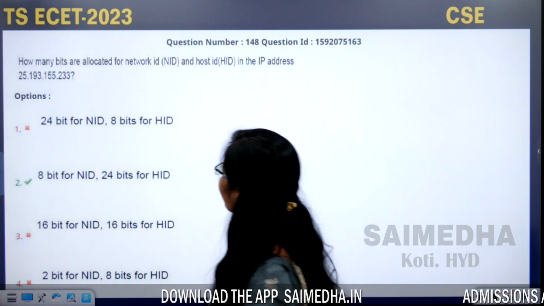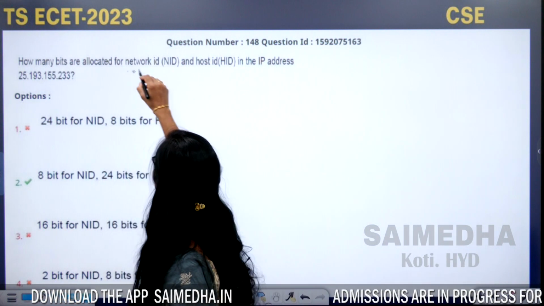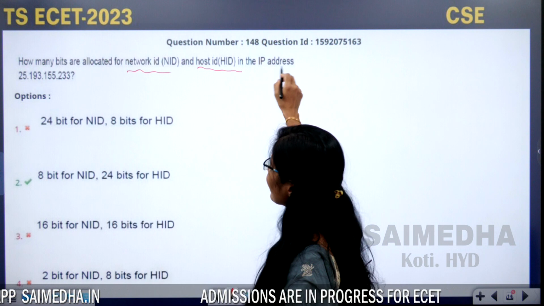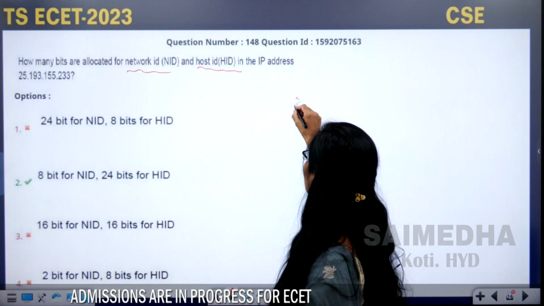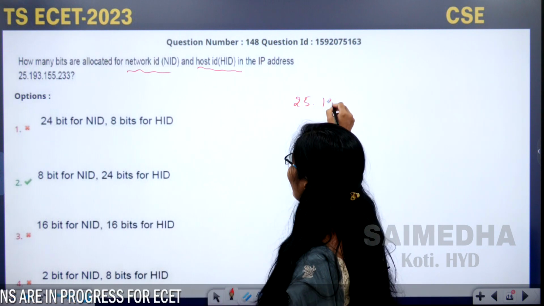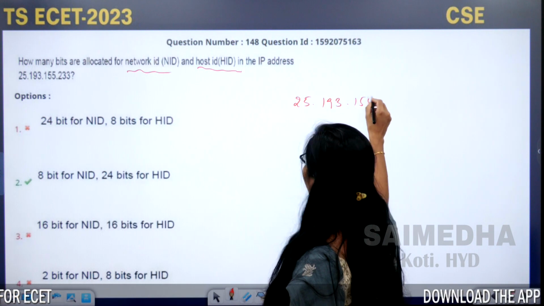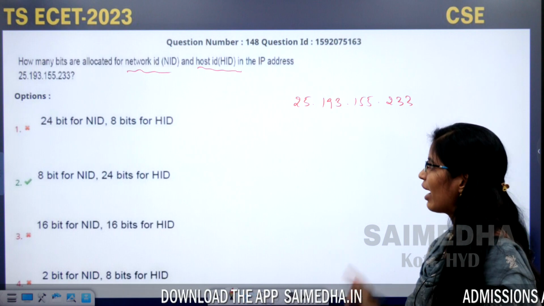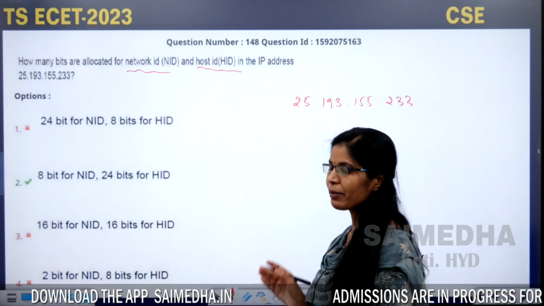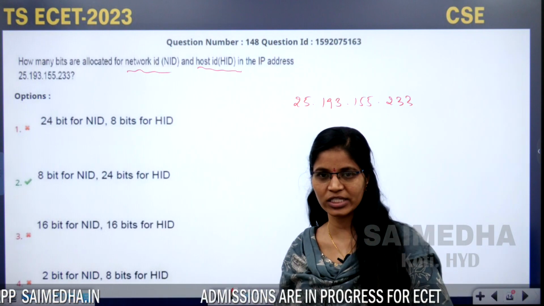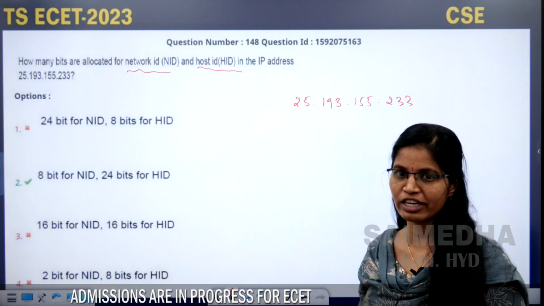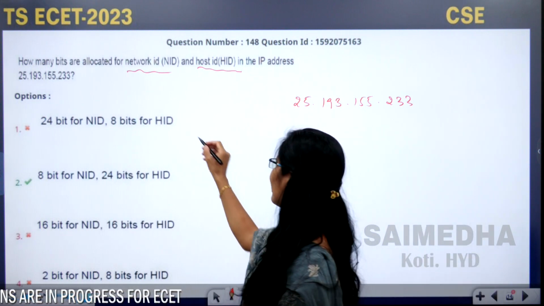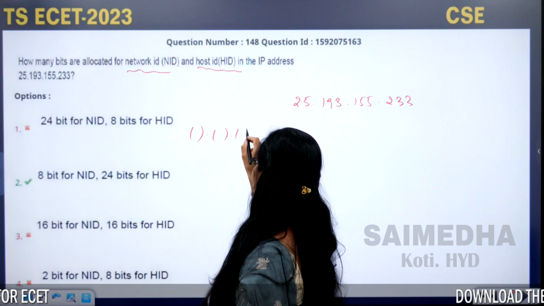Okay, how many bits are allocated for network ID and host ID in the given IP address? The IP address given is 25.193.155.233. They are asking how many parts are the host ID and how many parts are the network ID. In general, IP addresses are represented with 4 parts.